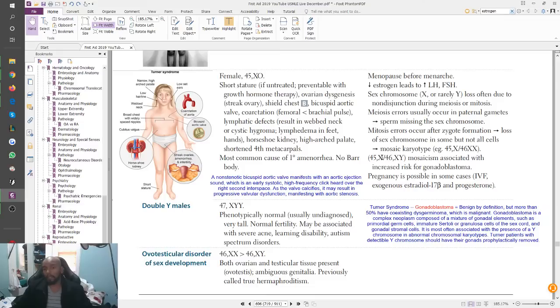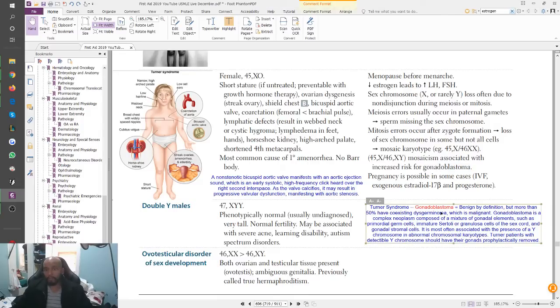If it's a 45X, 46XY mosaicism, that's associated with increased risk of gonadoblastoma. So you would have to remove the gonads prophylactically in such a patient. Pregnancy is possible in some cases of Turner syndrome, right? In vitro fertilization, exogenous estradiol and progesterone. You can do it, but generally speaking, it's still going to be a little hard, right? Because things are not normal in these patients. The hormonal balances are not normal in these patients. And pregnancy is very sensitive.